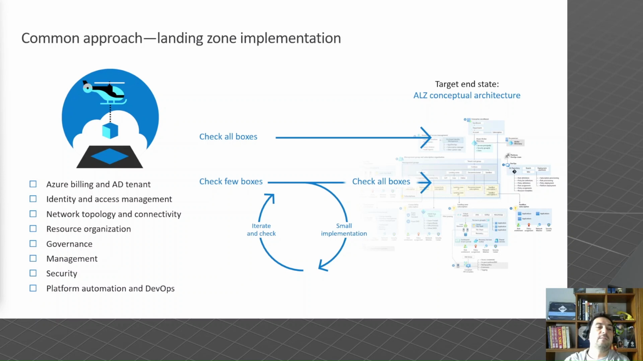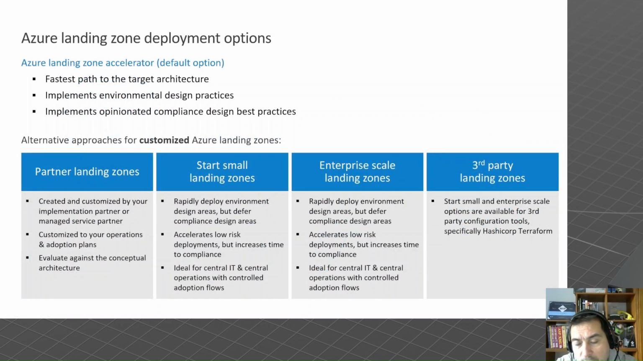So, for example, we establish the identity access management, the network topology, connectivity, Azure billing, and we start the resource organization, and then we do iterations. We have the governance management security baseline, and then build upon it as we add new resources and organize accordingly and place them in a specific landing zone construct. Then we adapt the governance management security to that, and ultimately we automate the platform. As far as the landing zone accelerator is there, but you can also utilize different partner landing zones you can find. You have the start small and expand model.